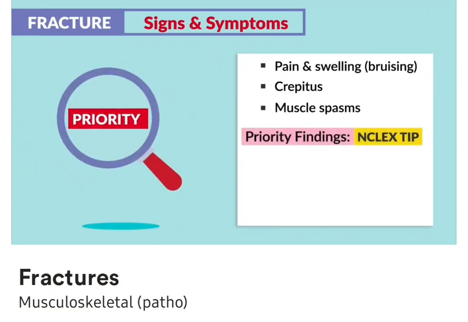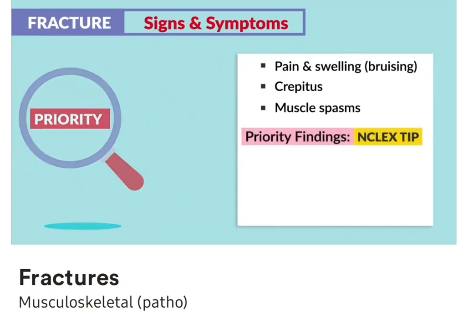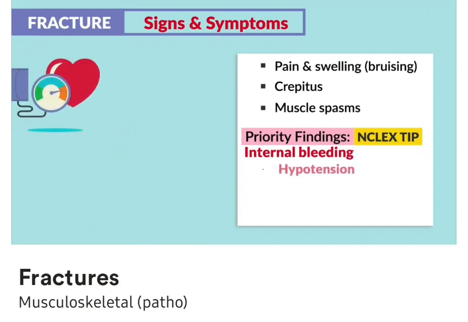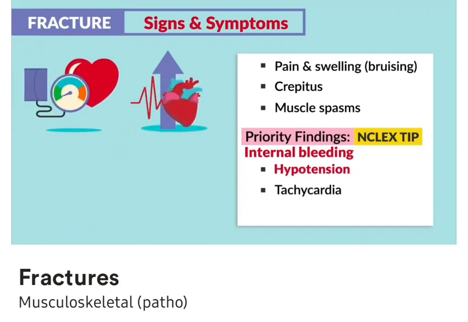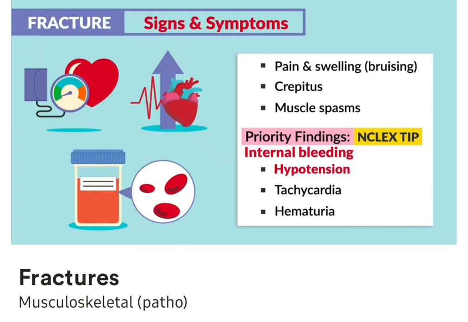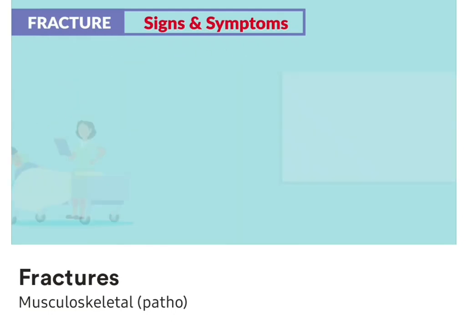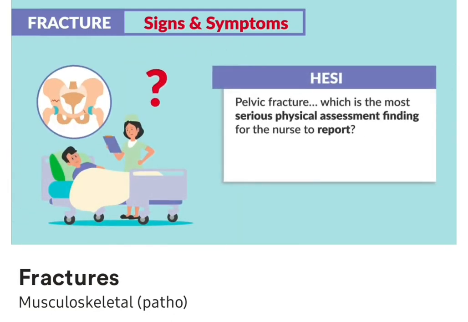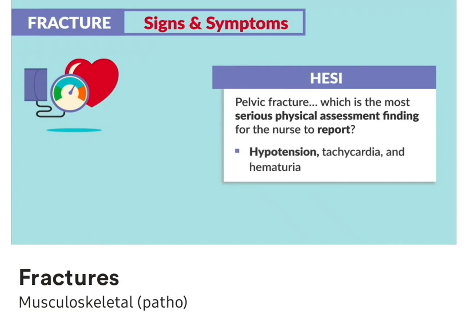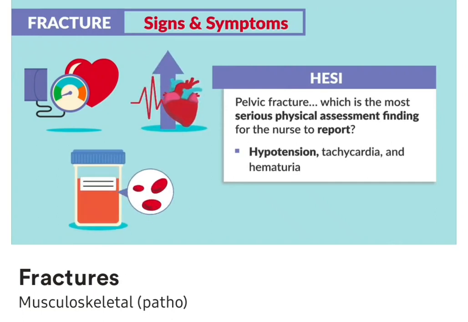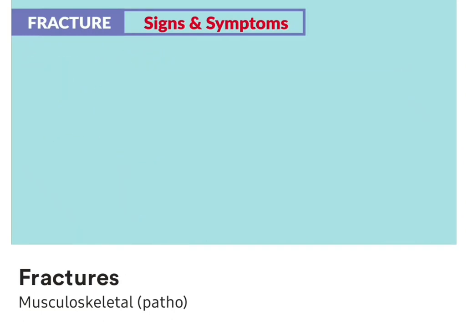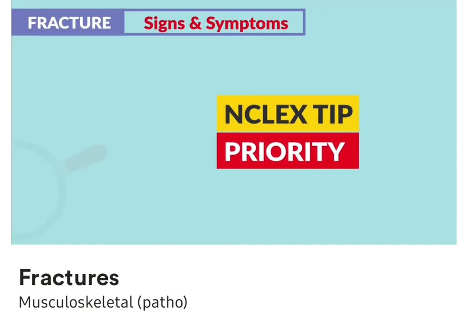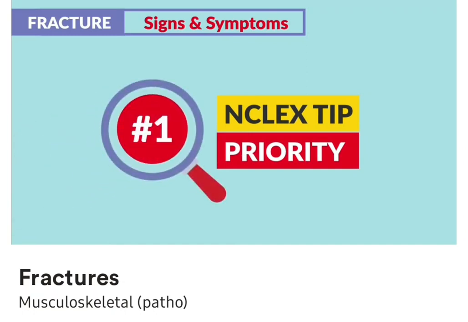Now a priority finding and a big NCLEX tip here is internal bleeding. So hypotension, tachycardia, and even hematuria, that blood inside the urine. So Hesi mentions a pelvic fracture, which is the most serious physical assessment finding for the nurse to report. Hypotension, tachycardia, and hematuria.